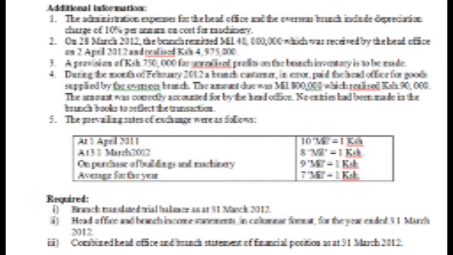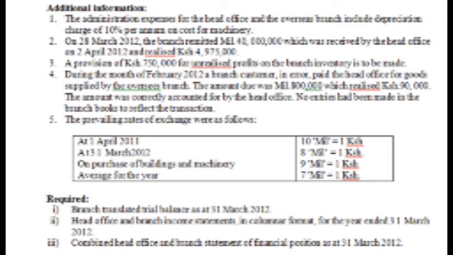5. The prevailing rates of exchange were as follows. As at 1st April 2011, 1 Kenya shilling is equal to 10 mil. As at 31st March 2012, 8 mil is equal to 1 Kenya shilling. The average for the year, 9 mil is equal to 1 Kenya shilling. On purchase of buildings and machinery, 7 mil is equal to 1 Kenya shilling. Required 1, branch translated trial balance as at 31st March 2012. And 2, head office and branch income statement in columnar format for the year ended 1st March 2012. 3, combined head office and branch statement of financial position as at 31st March 2012.